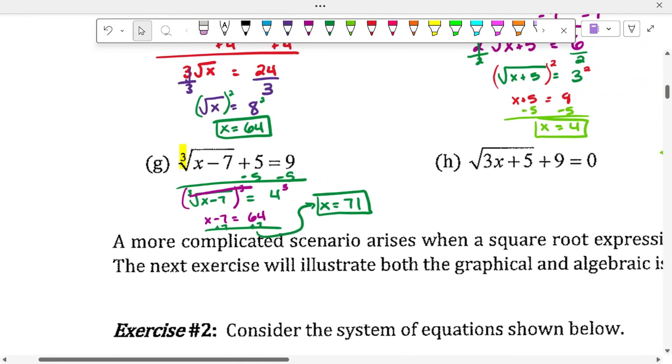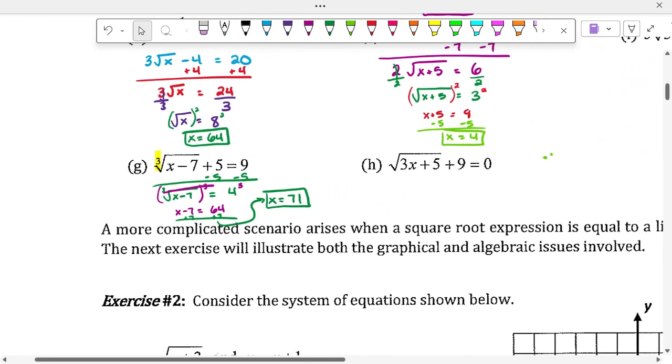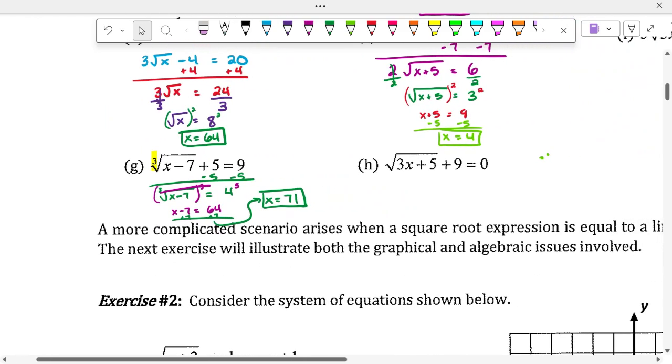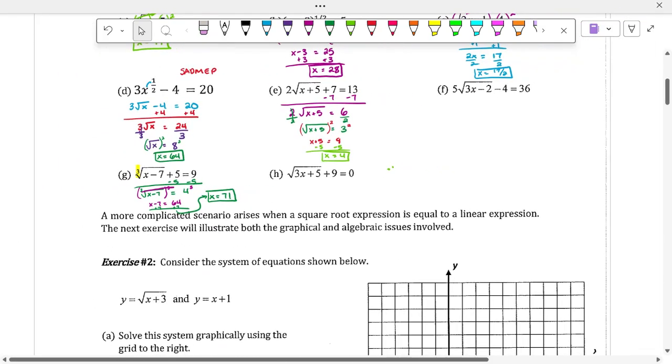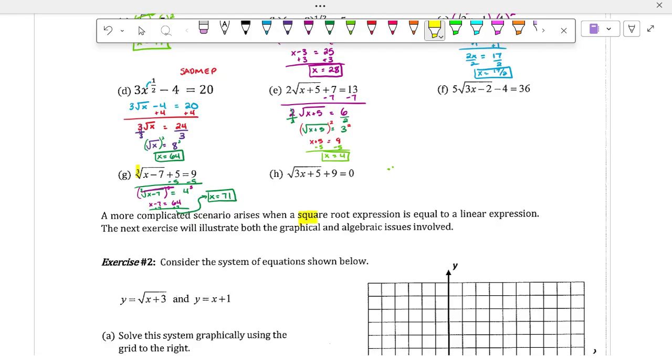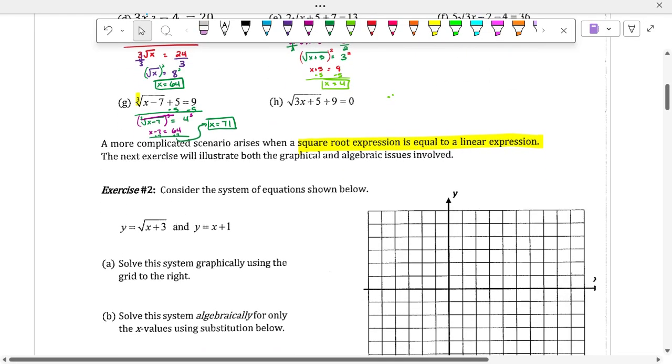All right. Now, those were some fairly easy square root equations, or radical equations. But that's not always the case. So sometimes we have a more complicated scenario, where we have a square root expression is equal to a linear expression. All right. So in other words, it's almost like we got a system.